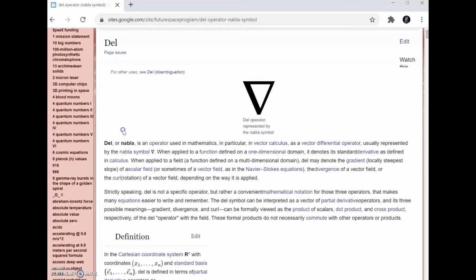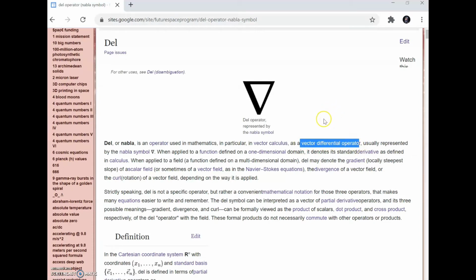But what is del and nabla? Del is an operator that we use to differentiate a vector, as a vector differential operator. So the nabla or the del operator is also a function to differentiate a vector, or we call it a vector differential operator.